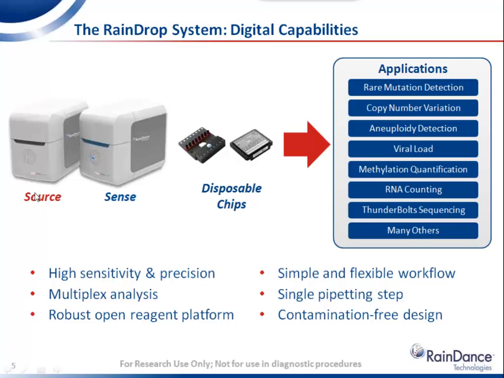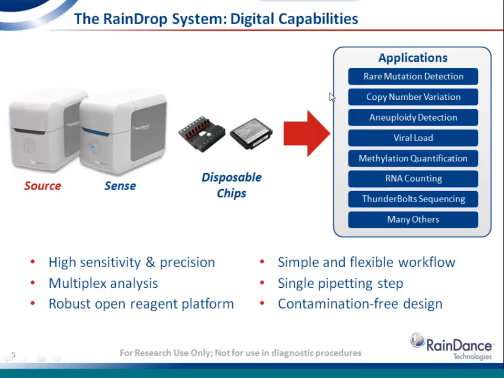The RainDrop system consists of two instruments, the Source and the Sense, each with a disposable microfluidic chip that enables a wide variety of nucleic acid counting applications, including rare mutation detection, precise copy number variation counting, and aneuploidy detection. You can quantify viral load, DNA methylation quantification, RNA counting, which of course is the focus of today's webinar.